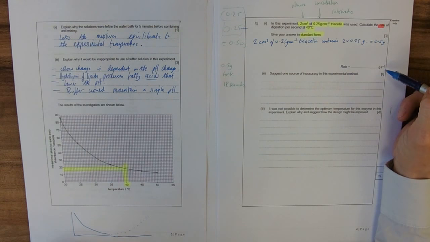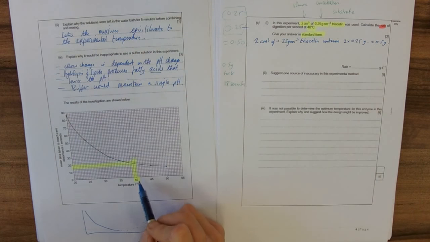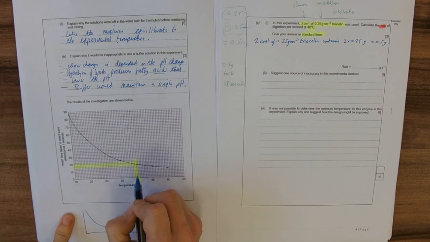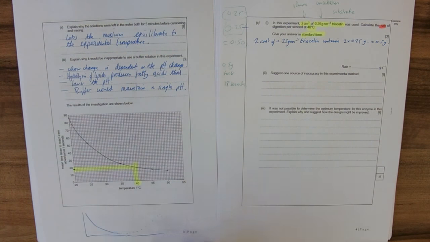How many seconds is this running for? Well, this is at 40 degrees C. At 40 degrees C, you would hopefully put your ruler on here. I've done it very vaguely on here, but it comes across to about 18 there. I'm going to use 18. You could use 18 and a half, 19.